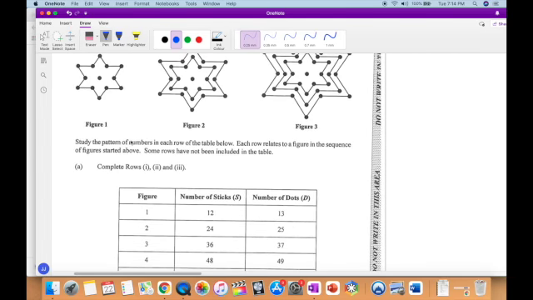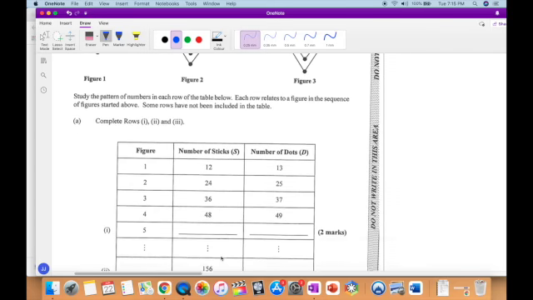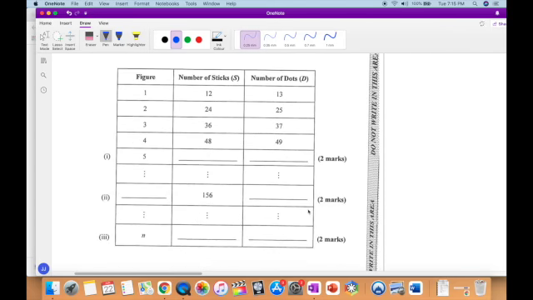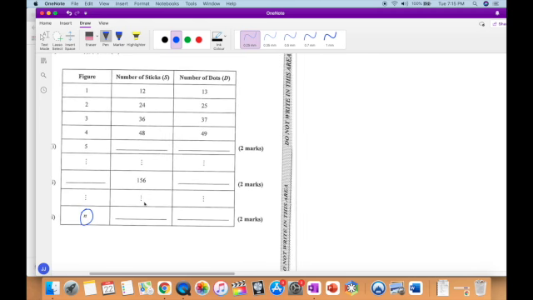So we can see here, this is figure 1, figure 2, figure 3. Let's look at figure 1. In figure 1, we have 12 sticks altogether, and we have 13 dots, okay? And then we can see that it goes up from there. Figure 2, figure 3, and they actually gave you figure 4, right? And we have to find the nth term. Now I did do a full video on this, and it's just 20 minutes. So see if you could go and check that out.